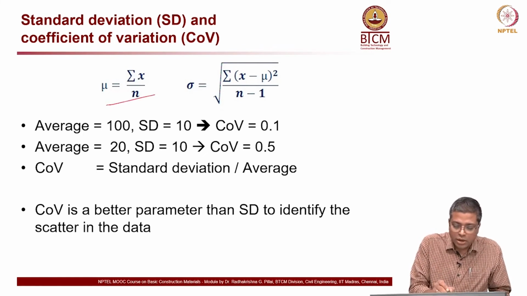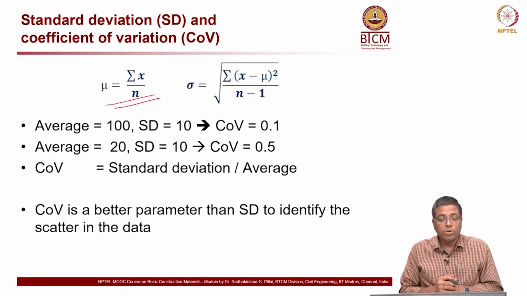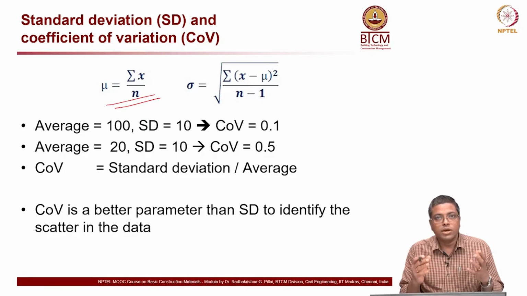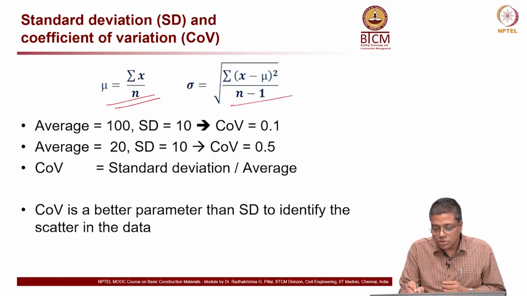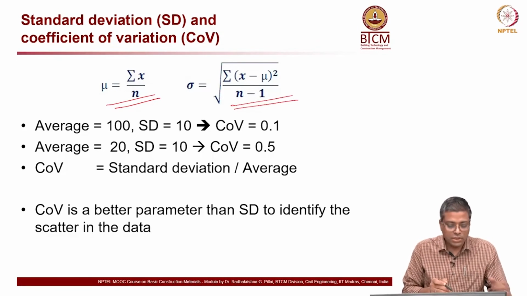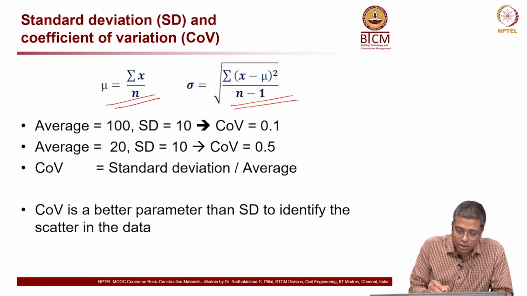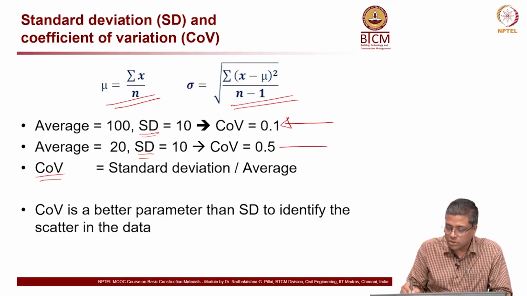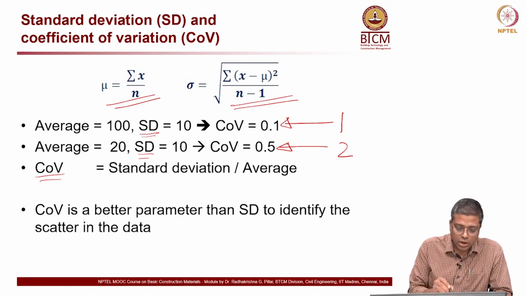You know that the average is mu, which is the sum of all the values divided by the number of values, and for standard deviation you have sigma. Now, sigma, or I am going to call it SD here for simplicity, and COV is the coefficient of variation. Now, take case 1 and case 2. In case 1, let us say the average value is 100.